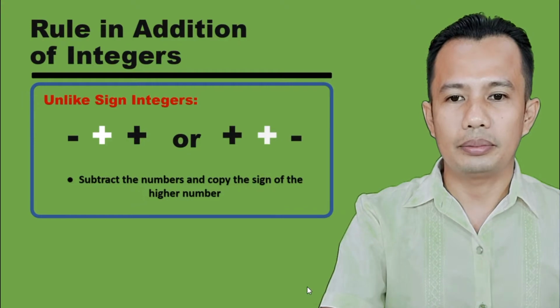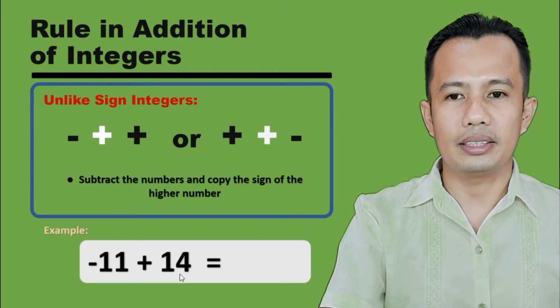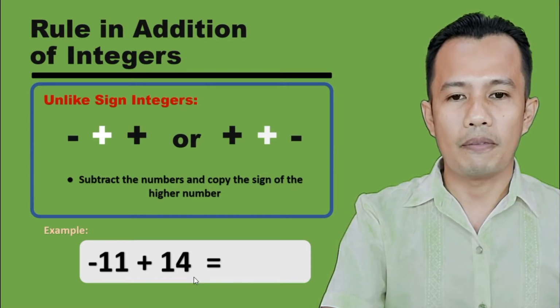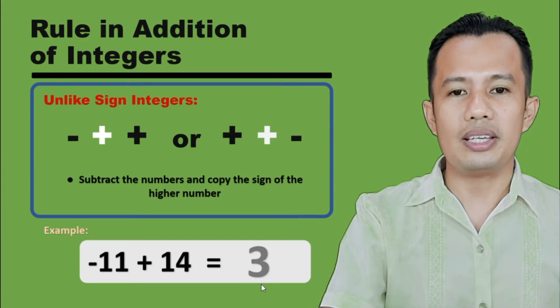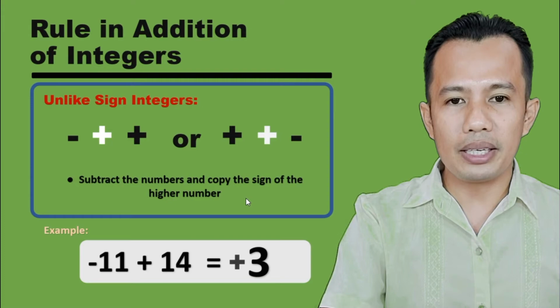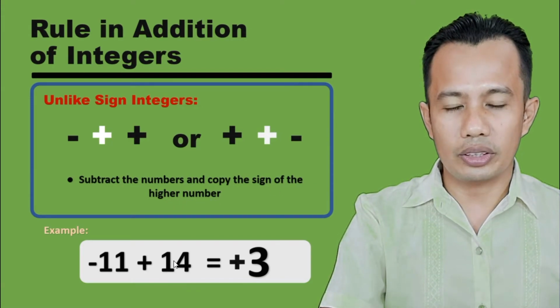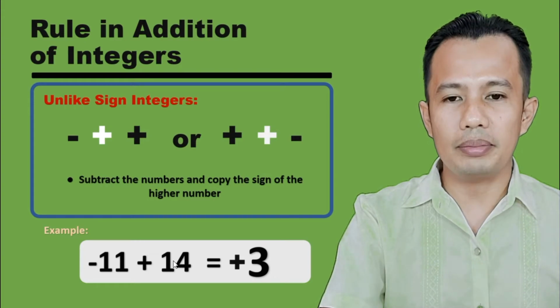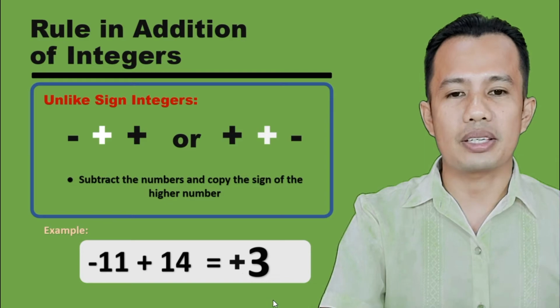Another example. Negative 11 plus 14. The first step is to subtract the numbers. 14 minus 11 is equal to 3. And copy the sign of the higher number, which is 14. Therefore, the sign of 3 is positive.